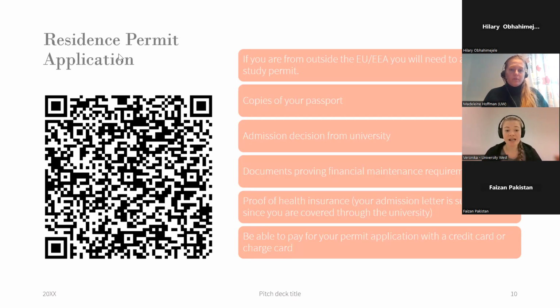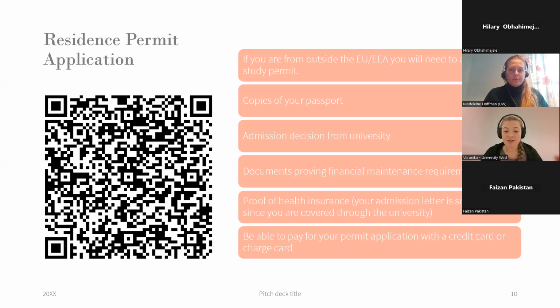So you would have to provide copies of your passport and the admission decision from your university. For exchange students, that would also be your letter of acceptance. I will send that out to you today, to those who need to apply for a visa. The rest of the exchange students will get their letter of acceptance later on, once you've done your course choice.